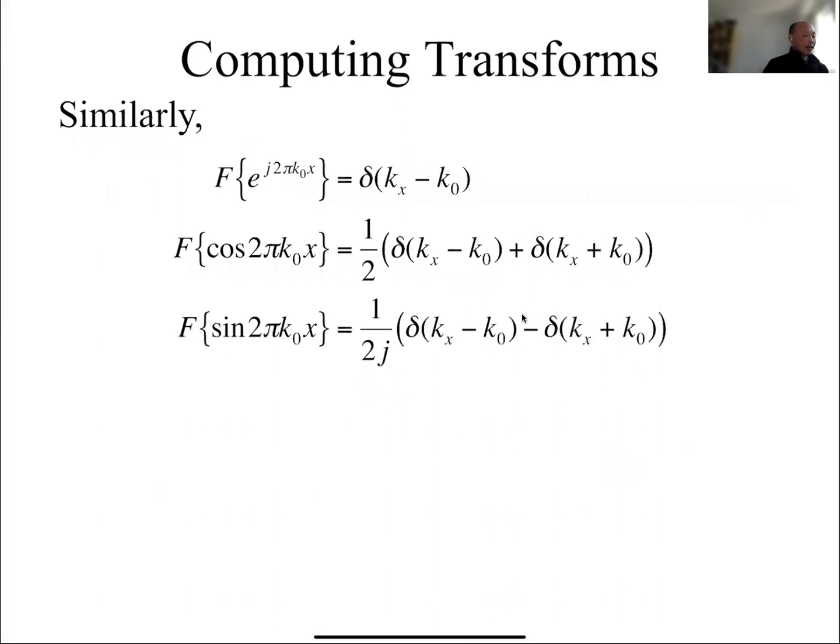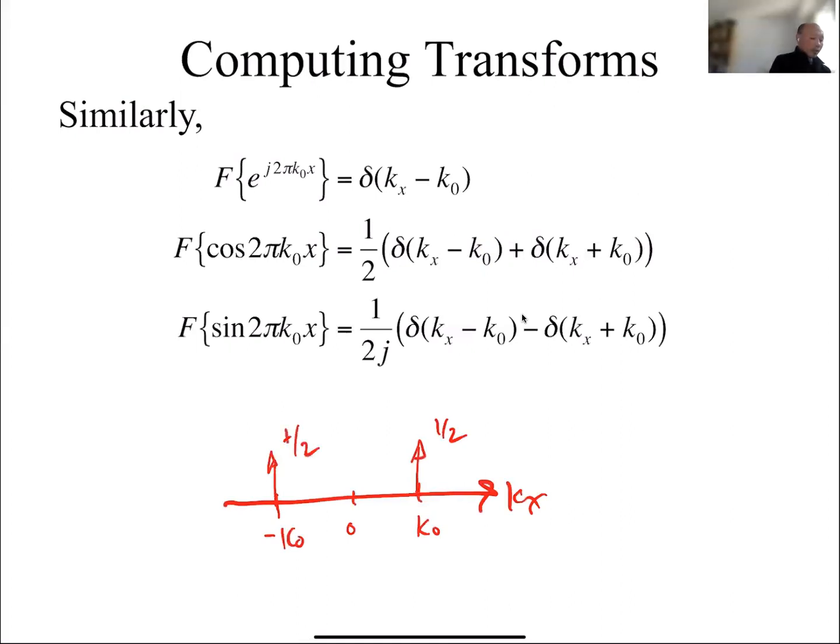Now we can have versions of that. So for example, if I have the Fourier transform of a complex exponential, that's going to be a shifted delta function. And another important thing to remember is if I have a cosine of 2 pi k naught x, that's going to give me a delta function half at kx minus k naught, and half at kx plus k naught. And so the way we represent that in Fourier space is if we had kx like this, and this is zero, k naught, minus k naught. So I'm going to have half my energy at k naught and the other half at minus k naught.